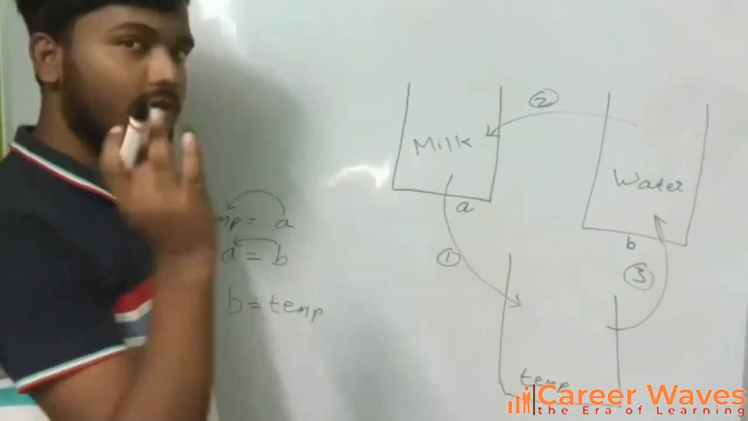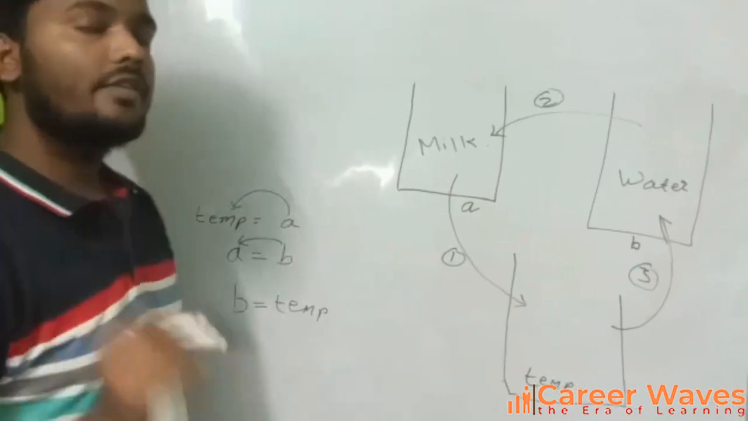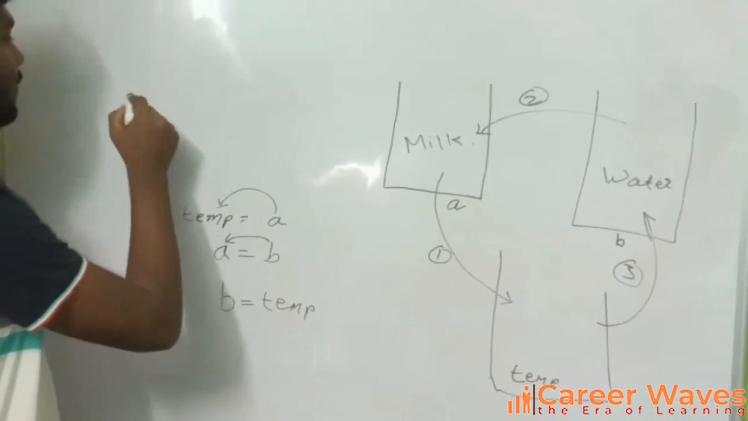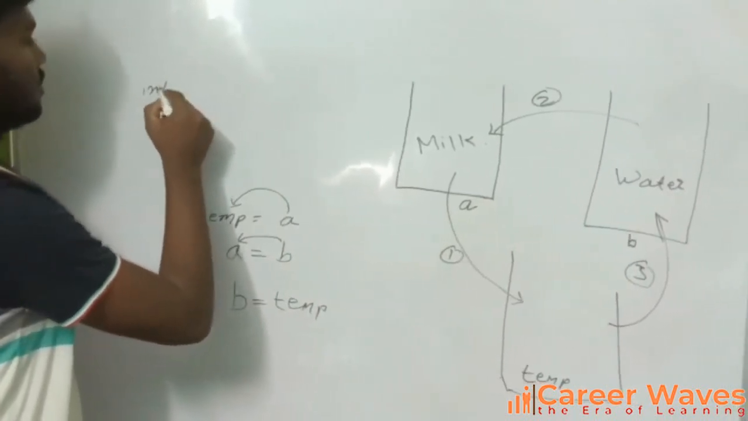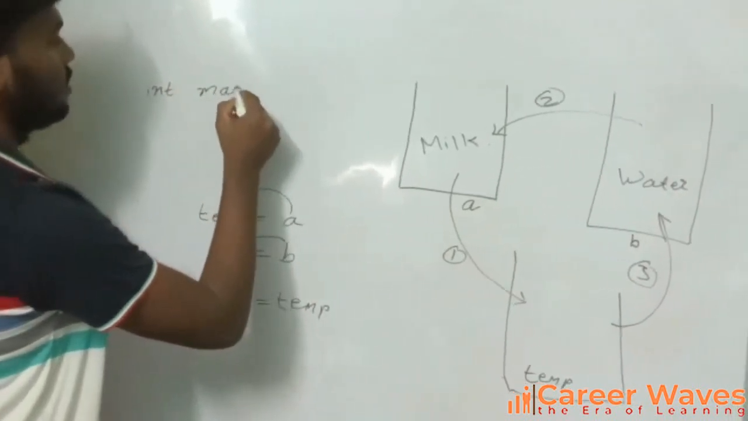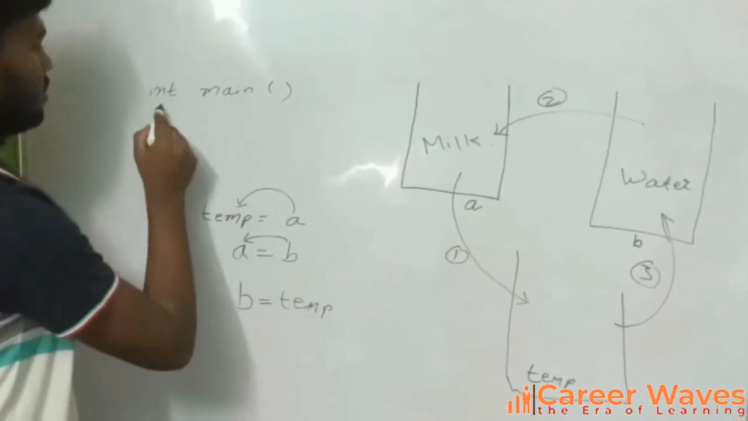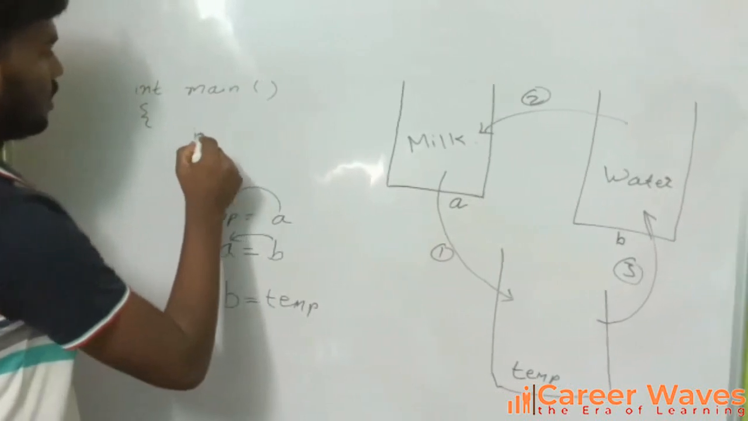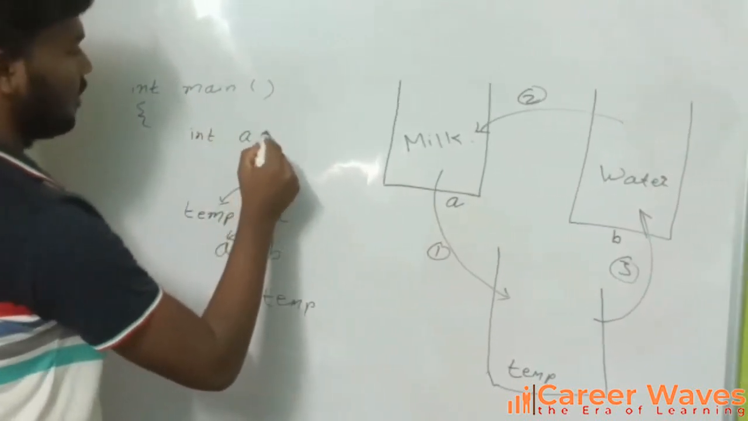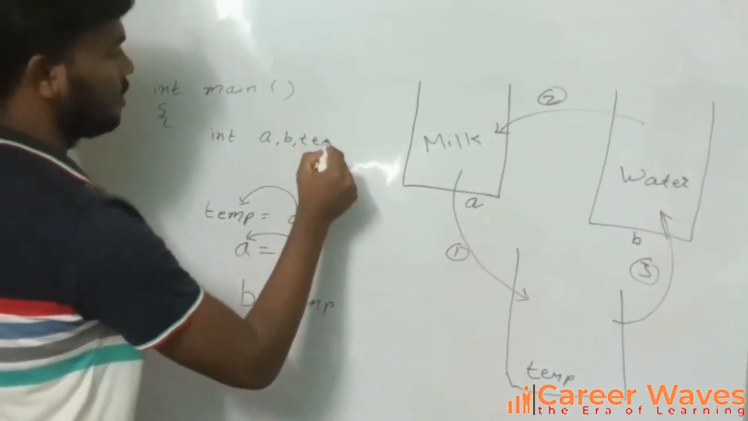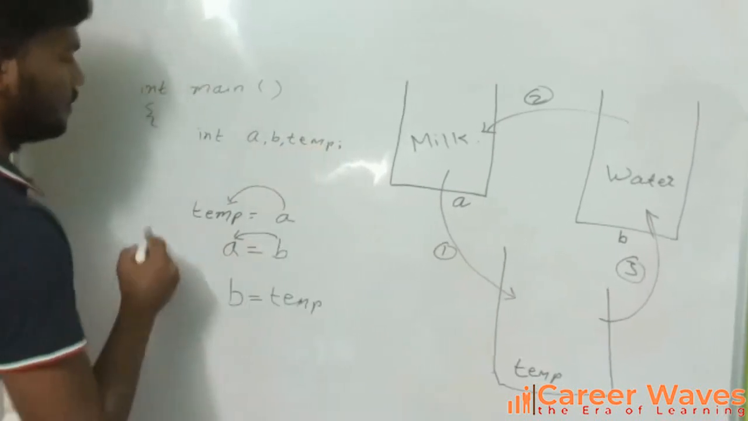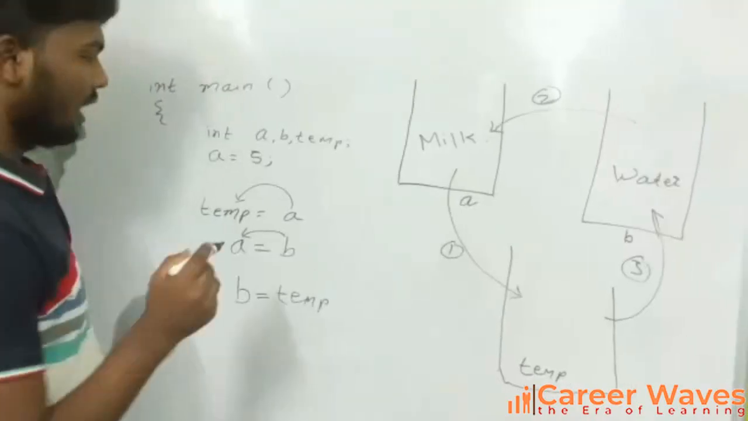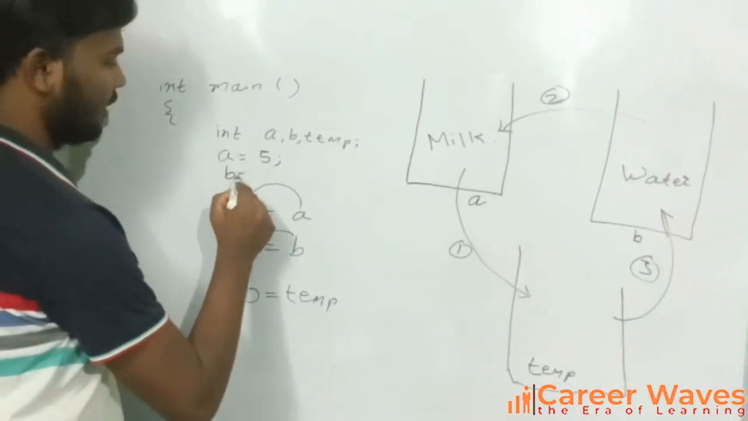So how will we write the code for this? Any program's execution starts with the main function, so we have to write the main function. Let us write int main. Let us define the variables that we have used: int a, b, temp. Let us say the value for a initially was 5 and the value for b is, let us say, 10.